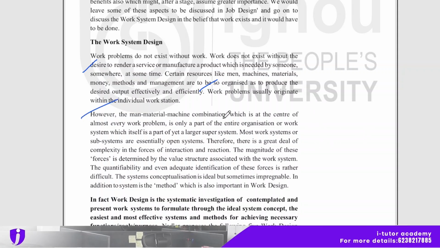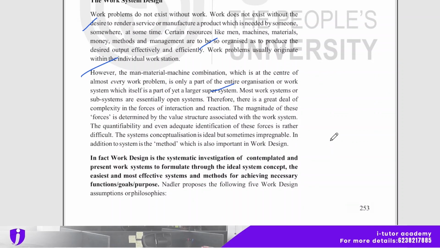However, the man-material-machine combination, which is at the center of almost every work problem, is only a part of the entire organization or work system, which itself is a part of a yet larger supersystem. And most work systems or subsystems are essentially open systems. Therefore, there is a great deal of complexity in the forces of interaction and reaction, and the magnitude of these forces is determined by the value structure associated with the work system. The quantifiability and even adequate identification of these forces is rather difficult. System conceptualization is ideal but sometimes impracticable.